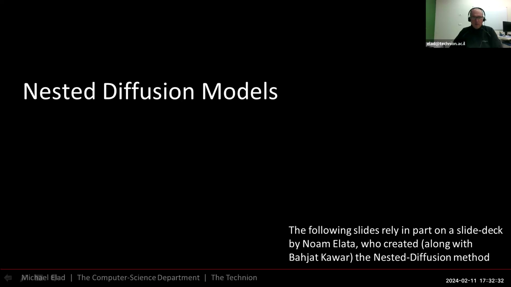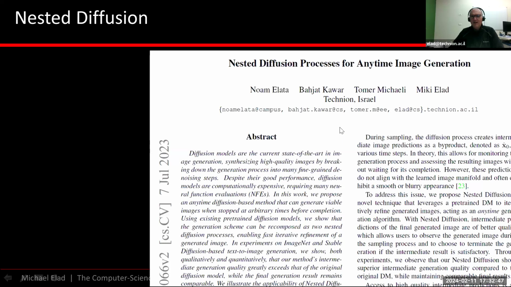Okay, we proceed now with nested diffusion. Lovely idea, work that was done by Noam Elata together with Bajat Kawar. Let's see what this idea is. So here is the paper. Noam Elata and Bajat Kawar, together with Tomer Michaeli and myself, came up with this notion of nested diffusion.